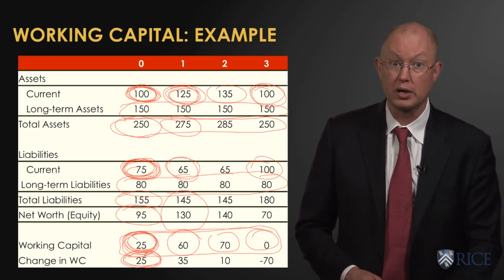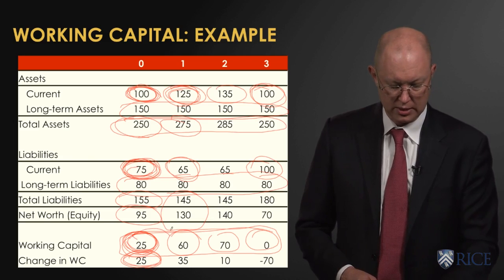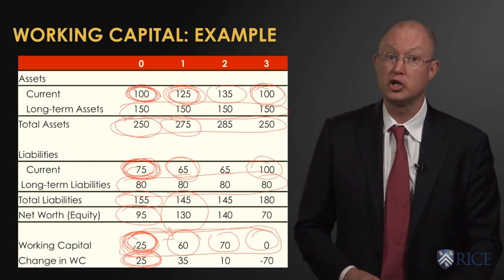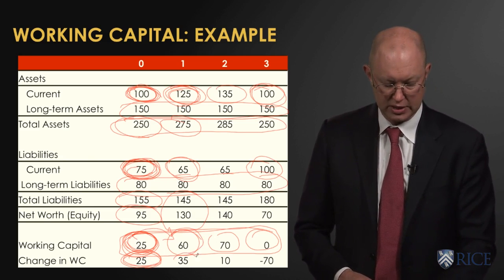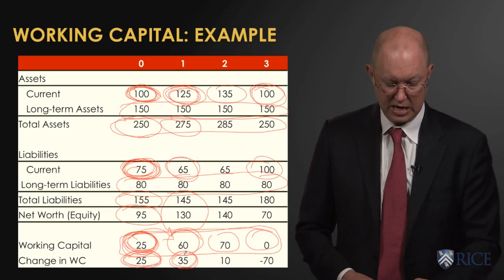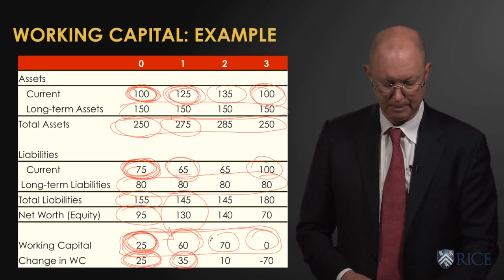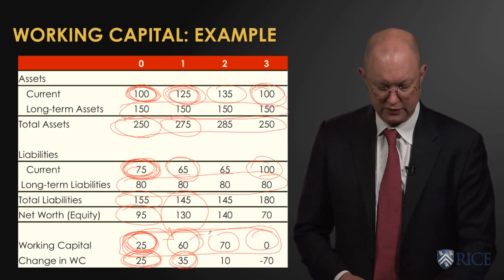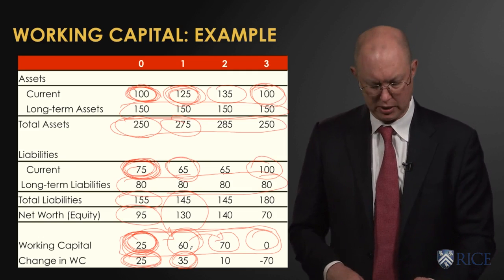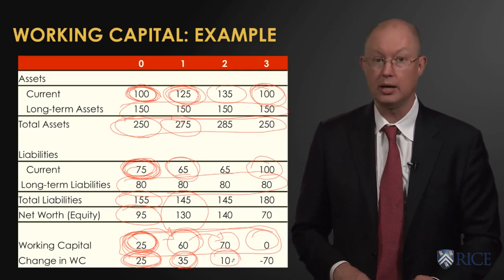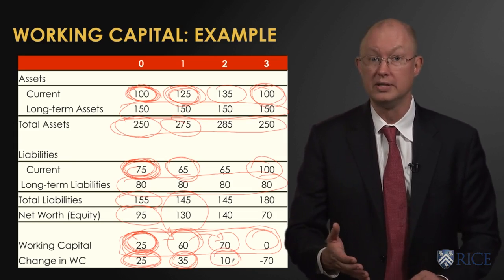Now, what happens to working capital as I go from year 0 to year 1? Working capital changes from 25 to 60. What does that mean? That means an increase in working capital of 35. That's an outflow of 35. Then working capital changes from 60 to 70. That creates an increase in working capital of 10. So that's an outflow of $10.